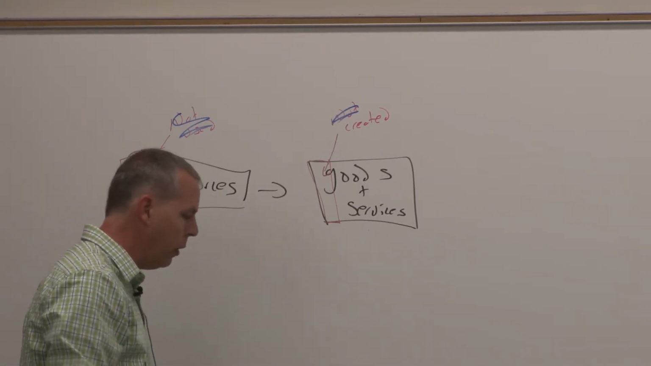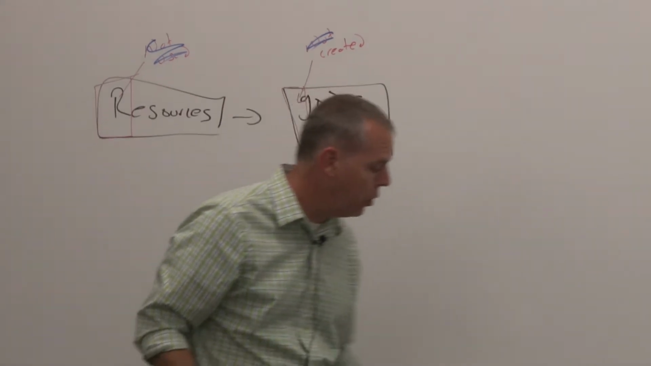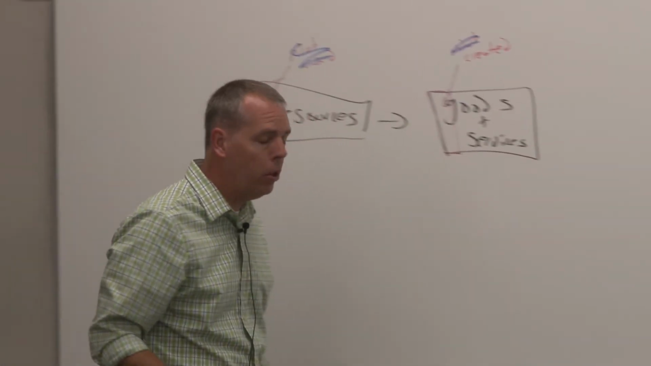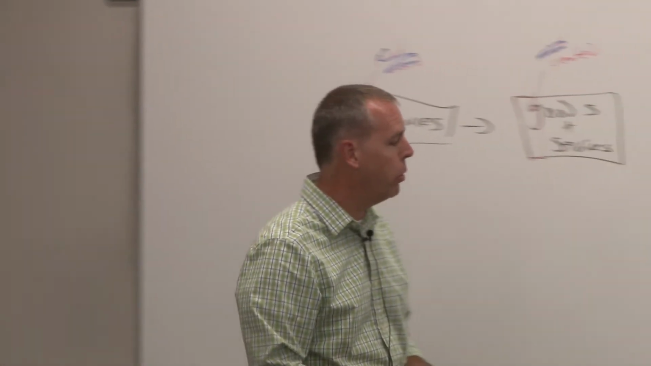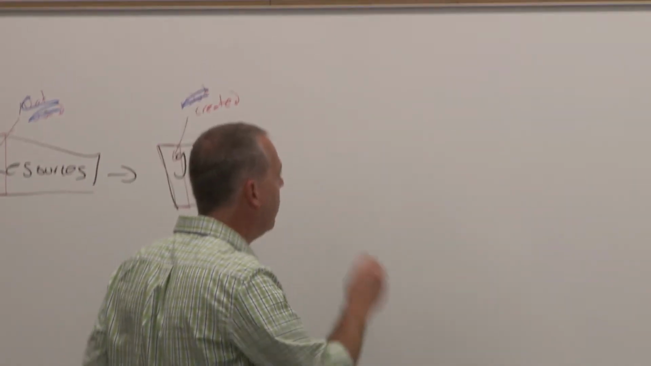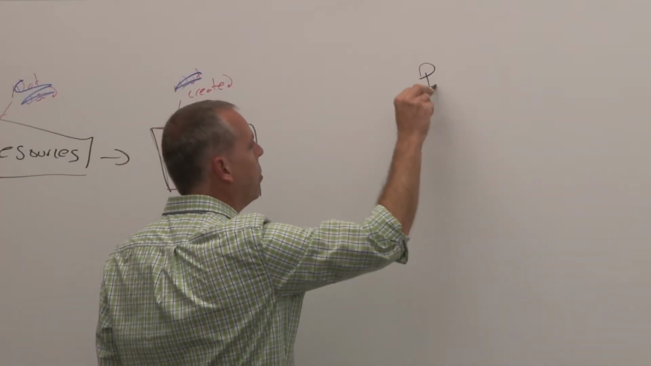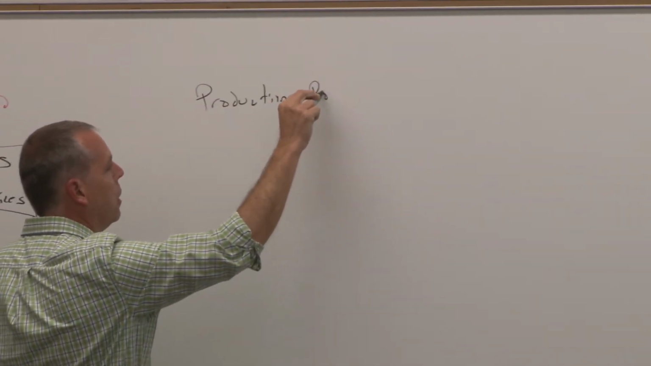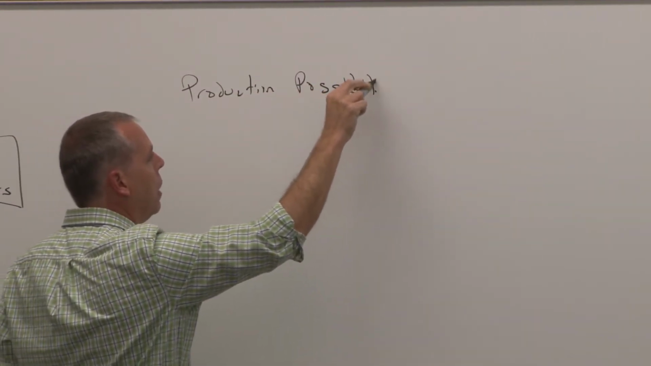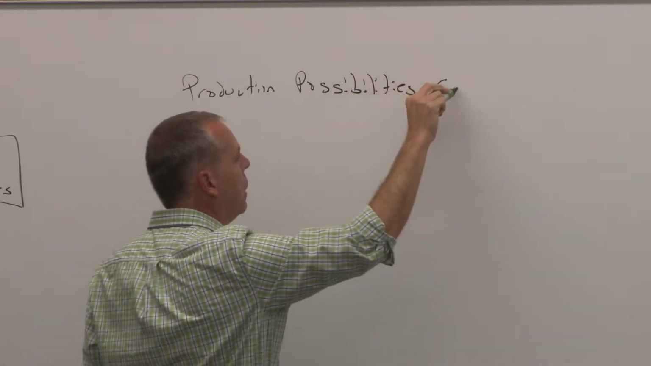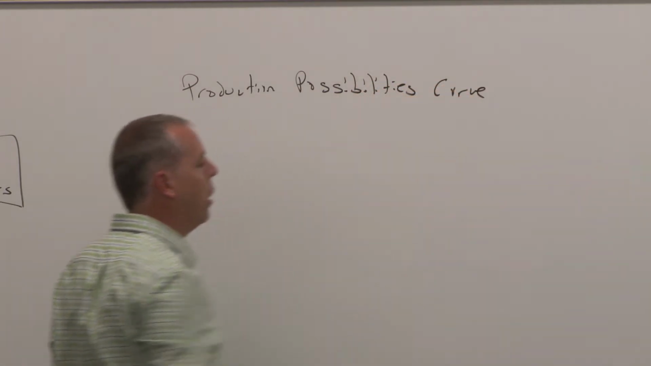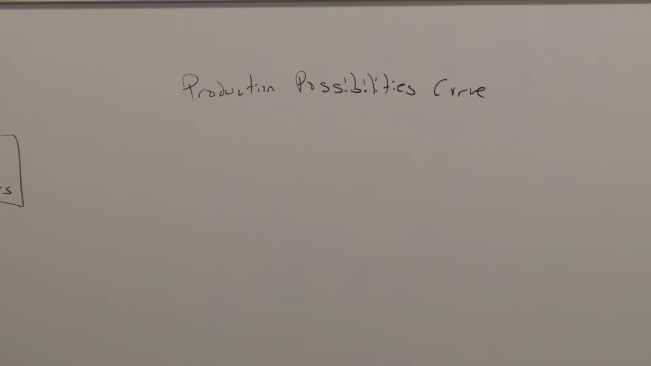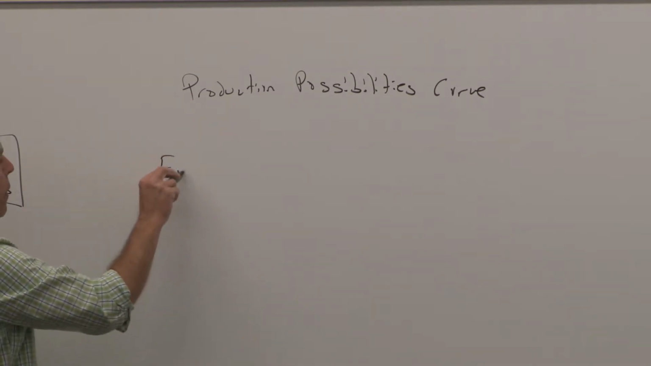So what we want to know is what type of methods or methodologies can we use to understand this problem in a little bit more detail. Now what we're going to do is use something called the production possibilities curve. Okay. Now, before we start looking at this, we need to define a few terms. We need to define full employment and we need to define full production.